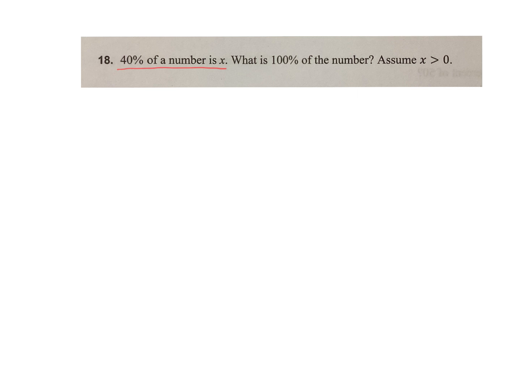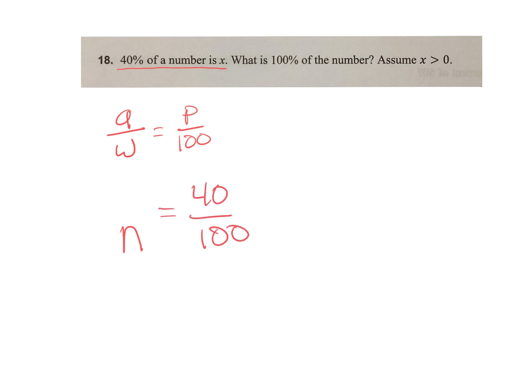We could do it the proportional way, where we have part over whole equals percentage over 100. So that way would be the number, 40% of a number. So W would be N, and 40% would be this. 40% of a number is X. So X is your part. Okay, so we get it like that.